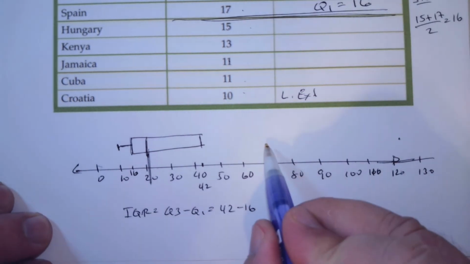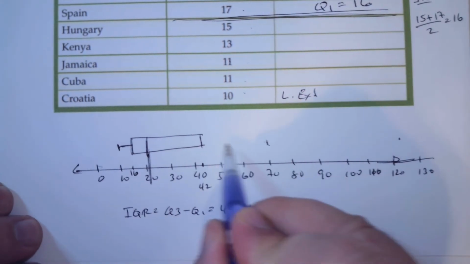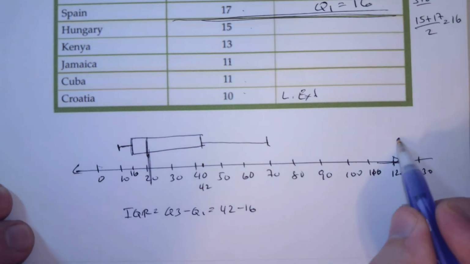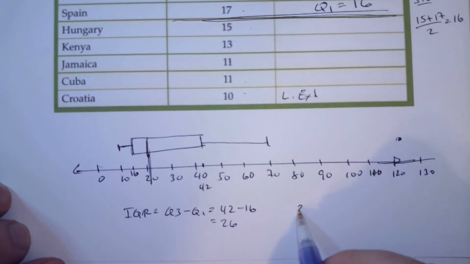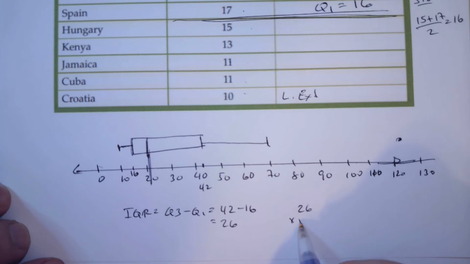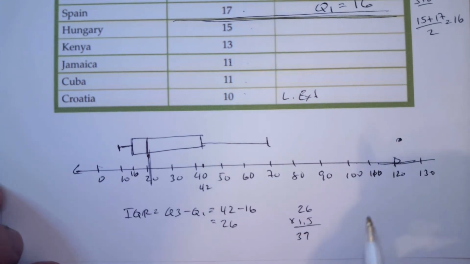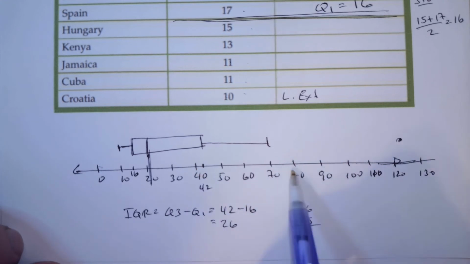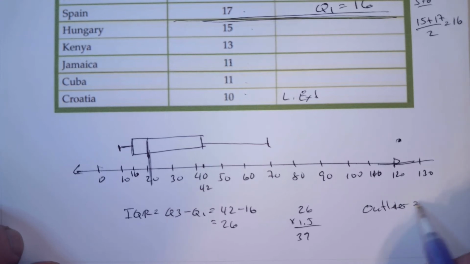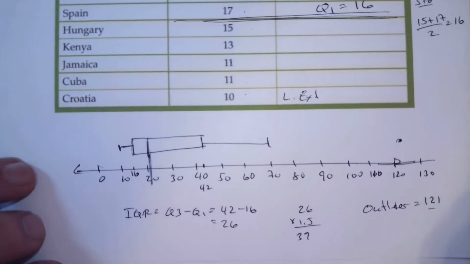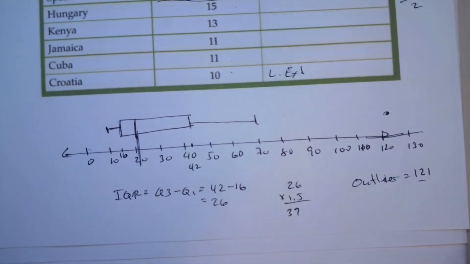Okay, so the next one is at 70. So I'm thinking that's what it's going to look like. This is going to be an outlier. Because 42 minus 16 is 26. 26 times 1.5 is 39. So anything above 39, the outlier is the 121. That's the example of what we're doing here.